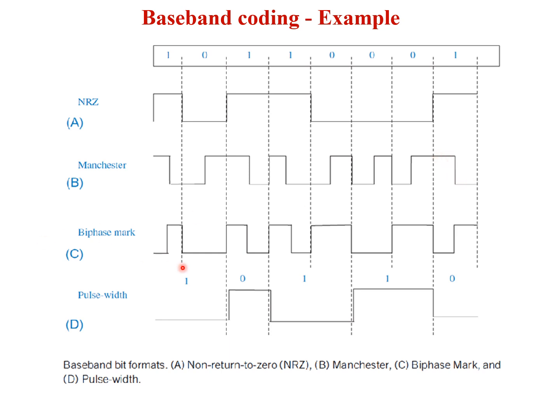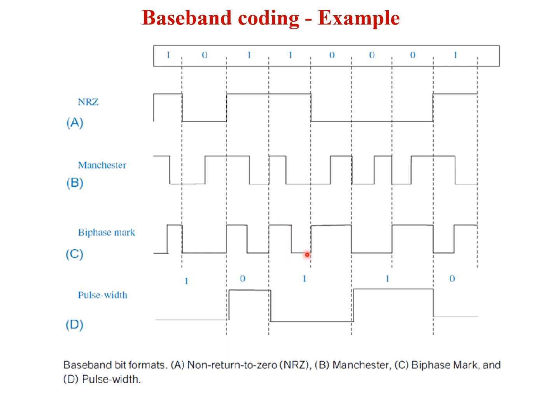Then biphase mark. There is a transition in the beginning of each bit, and for binary 1 there is an additional transition in the middle. For binary 0 there is no middle transition. So 1, positive followed by negative. Then 0, there is a transition in the beginning of the bit and no additional transition in the middle. Then 1, in the beginning there is a transition, and in the middle also there is a transition for binary 1.